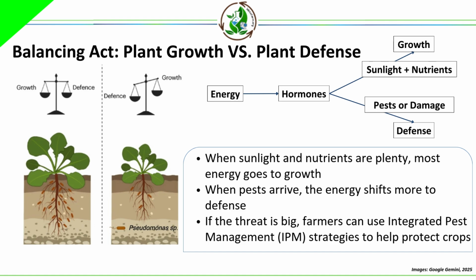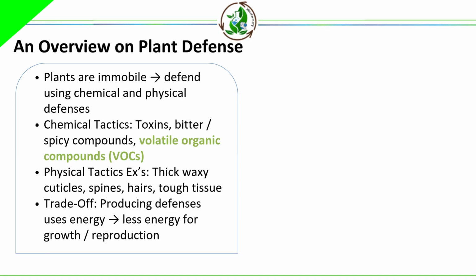Plants cannot flee. They deter pests with toxins, thick cuticles, and spines. Producing defenses costs energy, so plants juggle growth versus protection. Plants defend themselves in 2 main ways: chemical and physical tactics. Chemical defenses include toxins, bitter compounds, and volatile organic compounds, otherwise known as VOCs, that signal other organisms. Physical defenses include thick, waxy cuticles, sharp spines, or tough fibers that make tissues harder to eat.